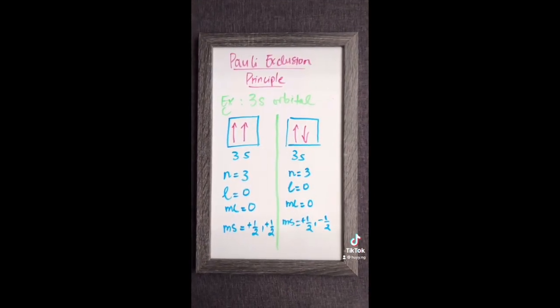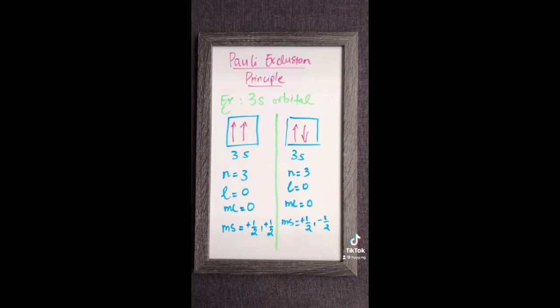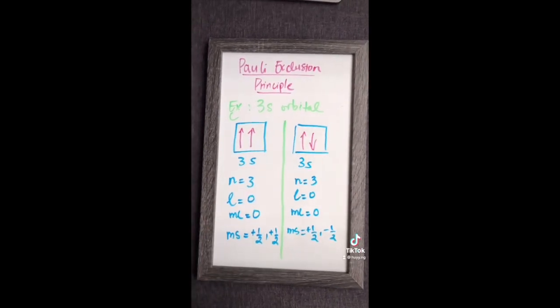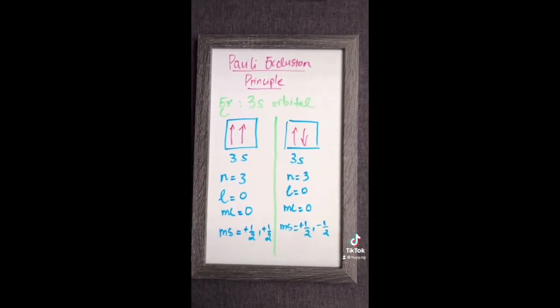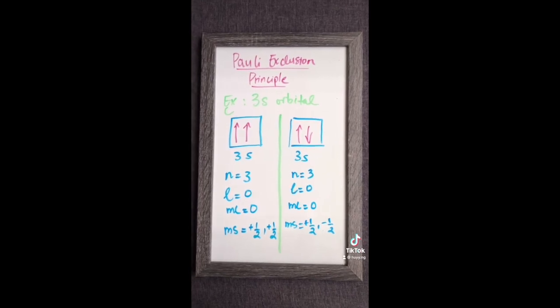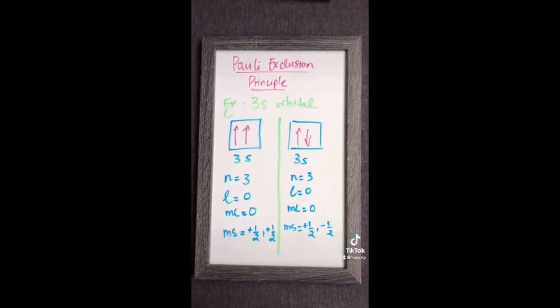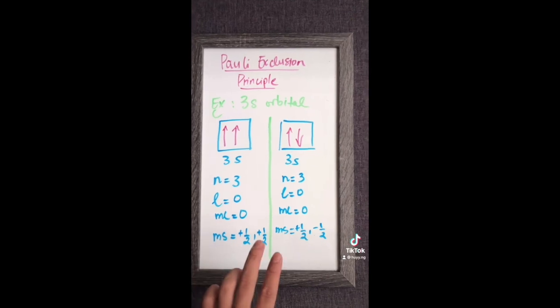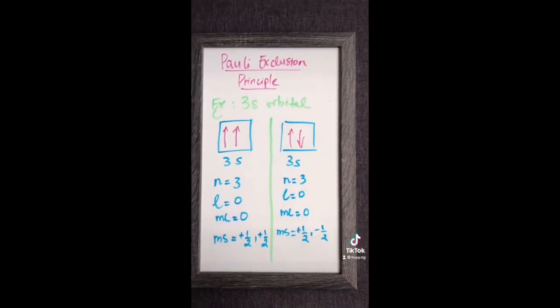Now let's take 2 electrons in a 3s orbital as an example. Both electrons have the same principal quantum number n, the same orbital angular momentum quantum number l, the same magnetic quantum number ml. However, they have to have different spin magnetic quantum numbers ms.